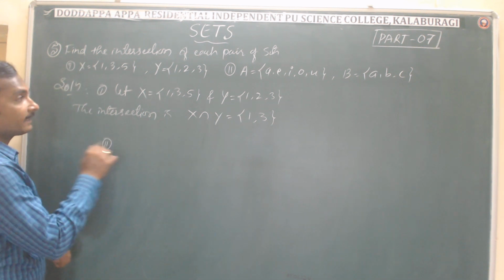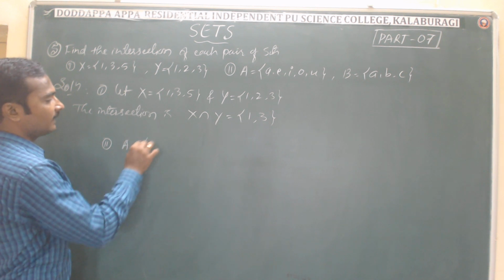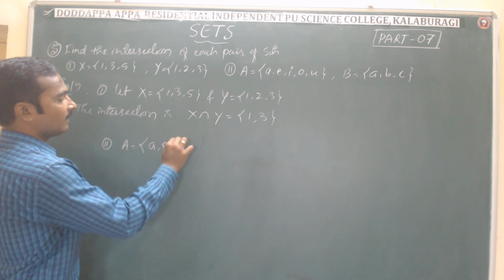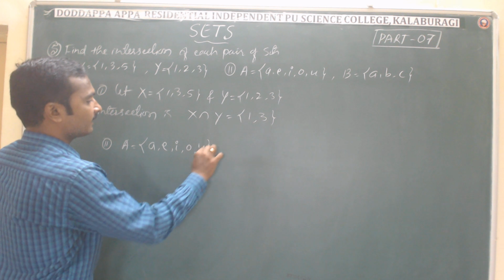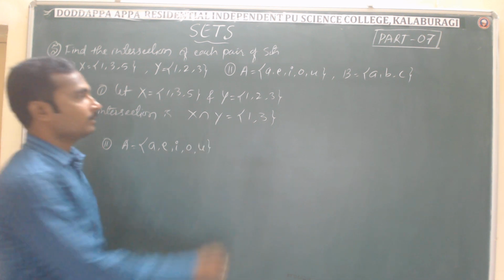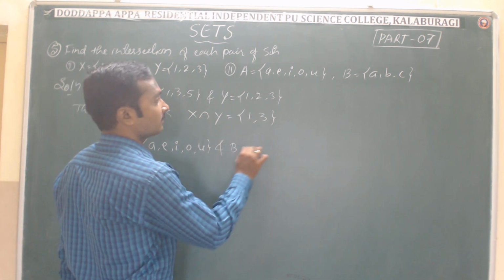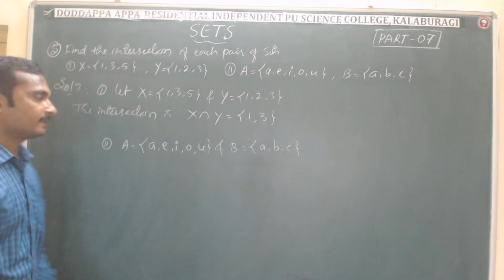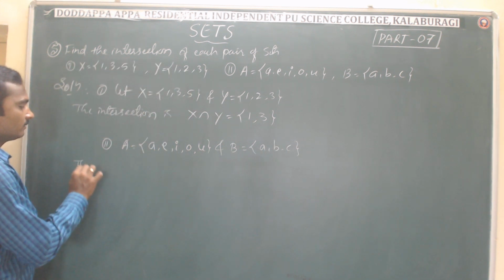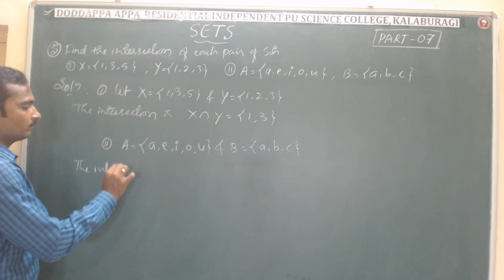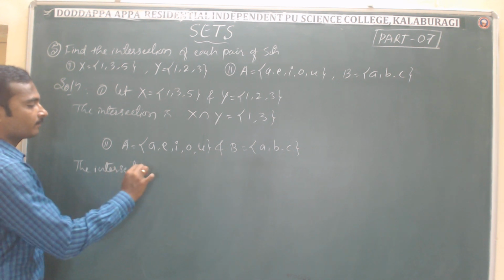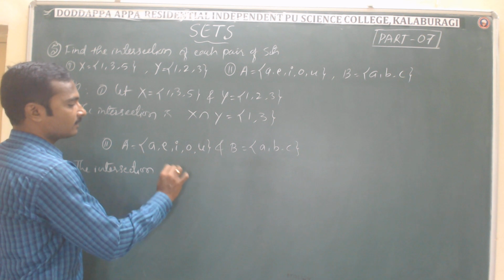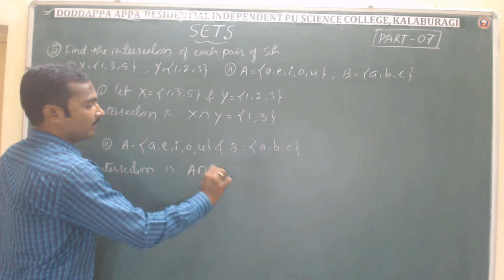Second one, what is given? The set A is the set containing the letters A, E, I, O, U, and the set B contains the letters A, B and C. So let us find the intersection. The intersection is A intersection B.